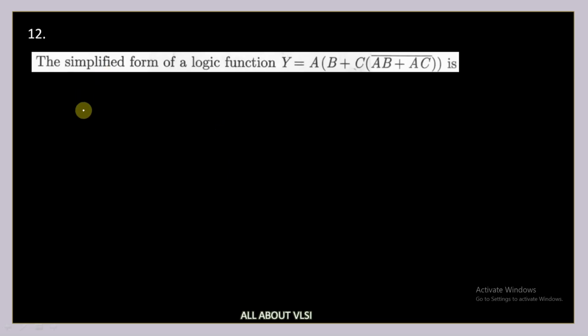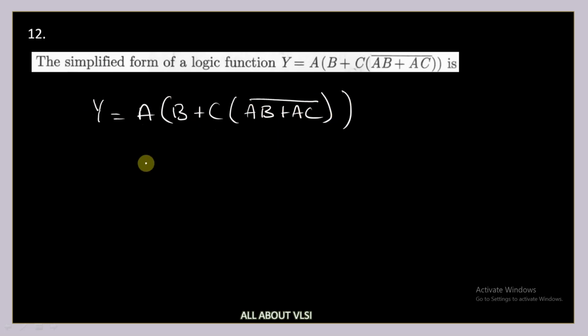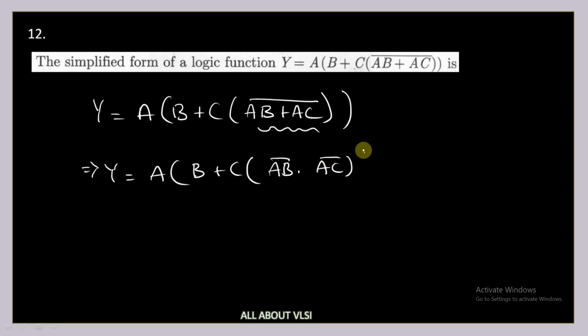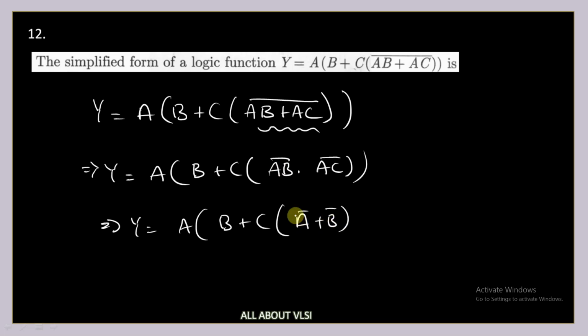Yes, so I will also try this parallelly. So Y = a(b + c(ab + ac)̅). Okay, so this we need to solve. Now what I can do, I can apply De Morgan's law here. So Y = a(b + c(ab)̅·(ac)̅). (ab)̅ can be written as a̅ + b̅, into a̅ + c̅.